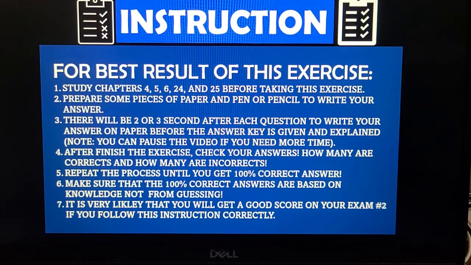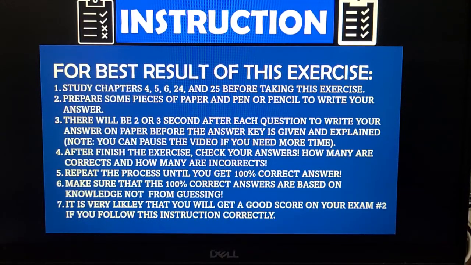Okay, instructions for this exercise. For the best results of this exercise, please first study chapter 4, 5, 6, 24, and 25 before taking this exercise. You can read the textbooks, the ebook, or you can watch the video over chapter 4, 5, 6, 24, and 25. So make sure you study first before taking this exercise for best result.